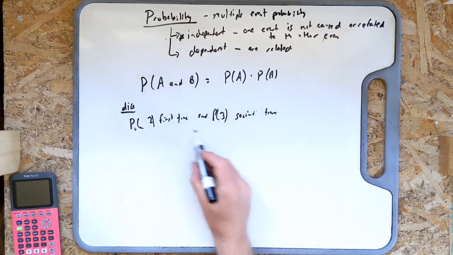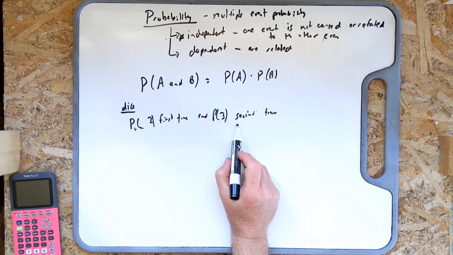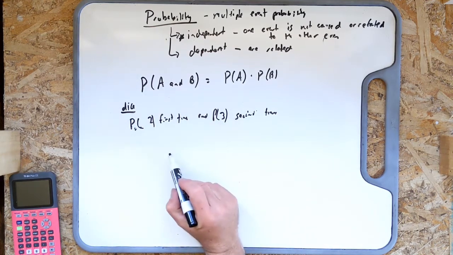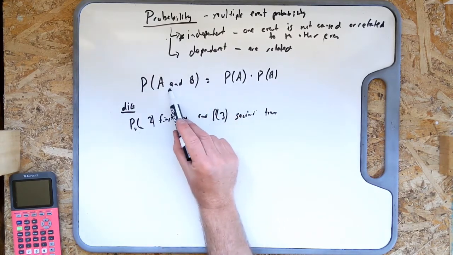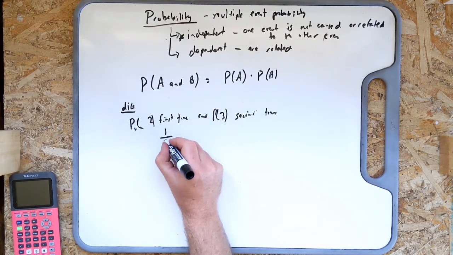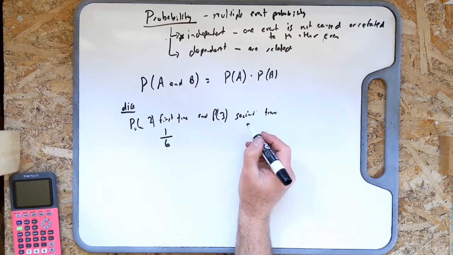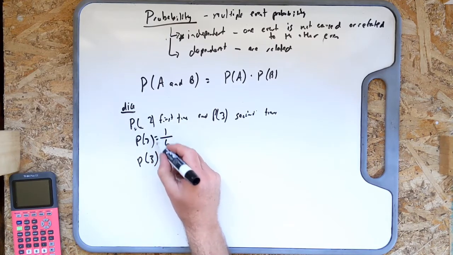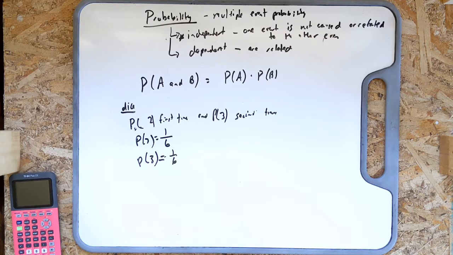Okay, so what you do, as long as these are independent from each other, which they are, if you roll a 2 the first time, it's not any harder or easier to get 3 the second time. It's the same. In other words, this one doesn't affect that one. So what is the probability of getting a 2 the first time? It is 1 out of 6, if it's a 6-sided die. What is the probability of getting a 3 the second time you roll? That is also 1 out of 6.